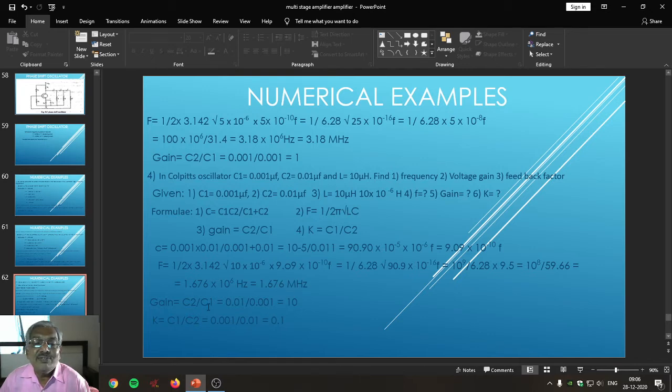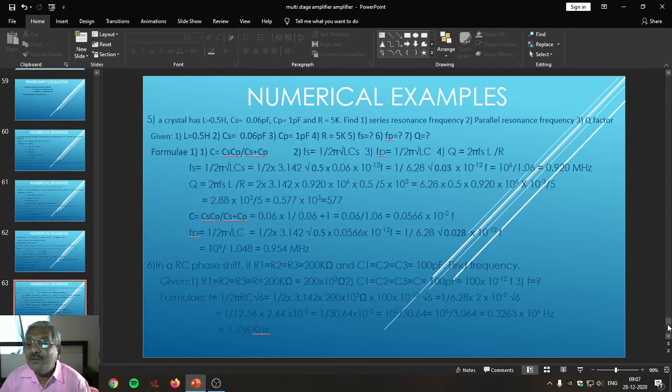Gain is C2 upon C1, that is 0.01 upon 0.001, it comes to be 10. Feedback factor is exactly the opposite of that, that is K is equal to C1 upon C2, so that's equal to 0.001 upon 0.01, so that is 0.1. So try to remember the method to solve the examples. Values are going to change, depending upon the paper setter.